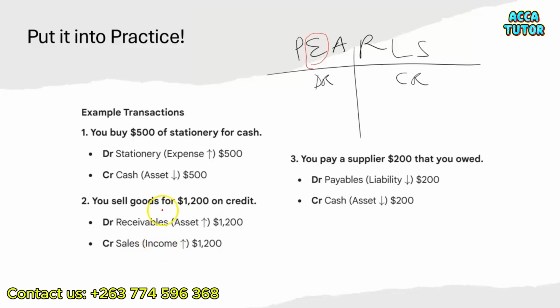So the first thing you need to do is understand the nature of the transaction. Is it an expense transaction? Is it an asset transaction? Is it a liability transaction? What is it? Because if you don't know the transaction, then you are not going to know what double entry is suitable for it. So in this case, we buy stationery, so we have incurred an expense, and we are going to debit the expense.